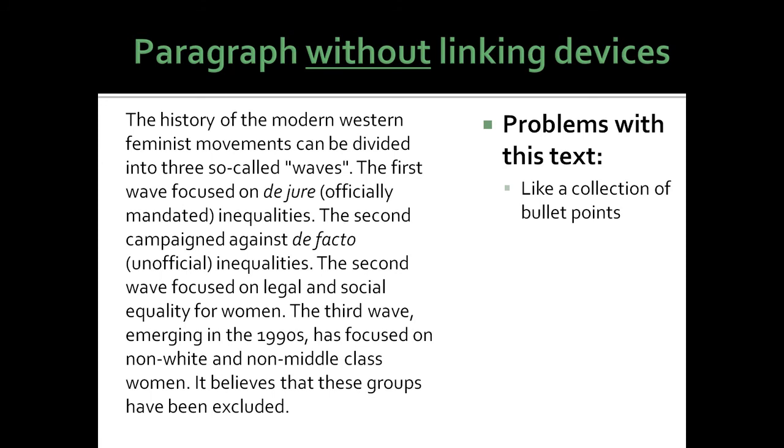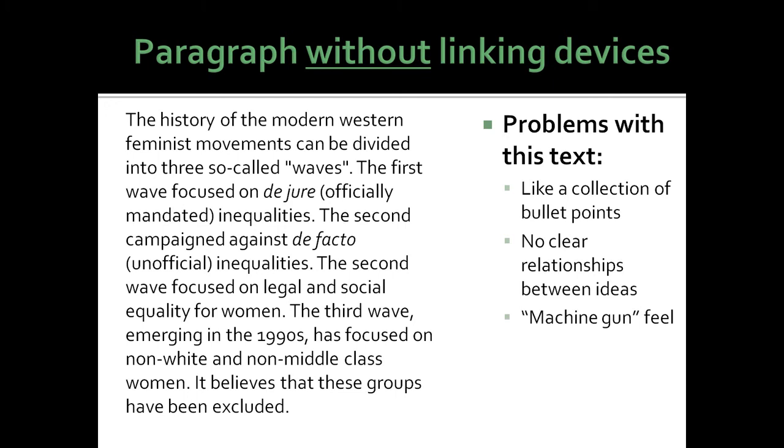Although the contents of this piece of writing are fine, the style is not. This passage sounds like a collection of bullet points, and there is no clear relationship between the different ideas. It has a kind of rat-a-tat-tat machine gun feel to it. A sort of, here's one fact, here's another fact, here's yet another fact. A paragraph of good academic writing should not feel like a series of facts, but rather a well-developed series of ideas which have a clear relationship.